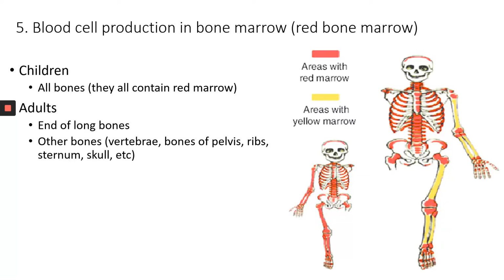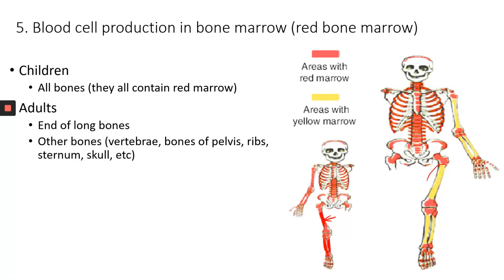So first, know that only red bone marrow can produce blood, right? It can perform hematopoiesis. Yellow bone marrow is only lipid, right? It's just a storage site for lipid. So in children, all bones contain red marrow, even in the medullary cavity of long bones. That's all red marrow. But as the child grows up, eventually the red bone marrow in the medullary cavity of long bones is going to be replaced by yellow marrow.